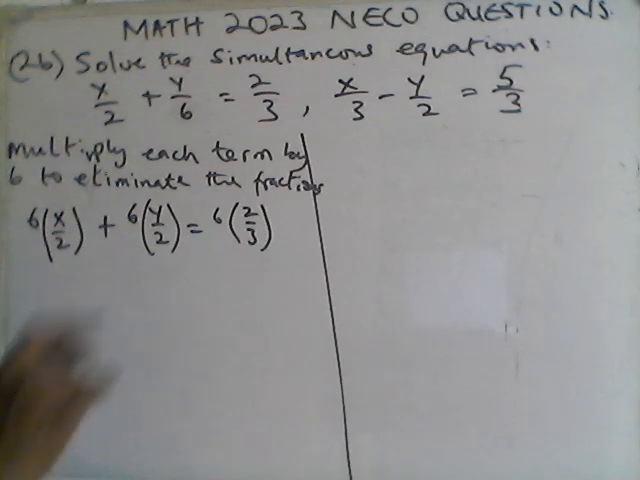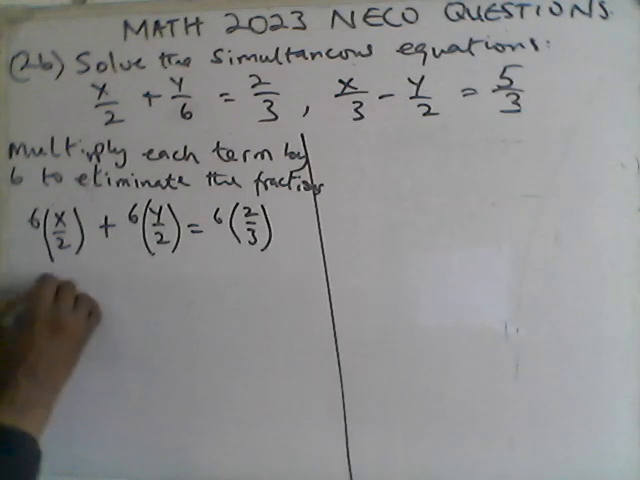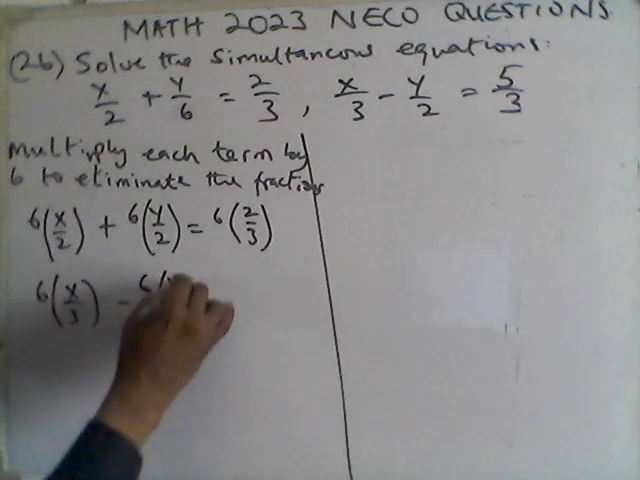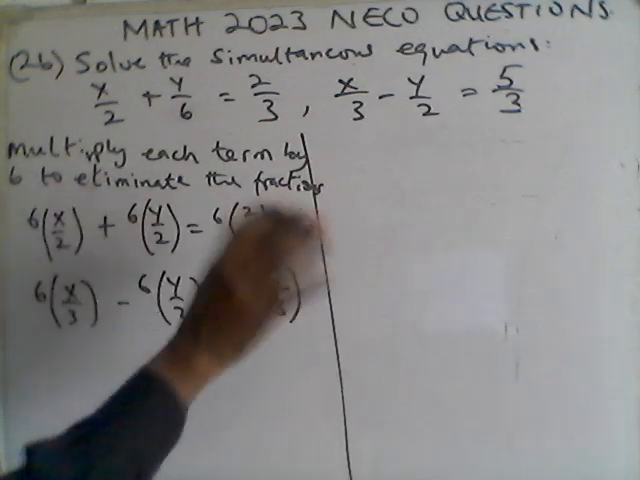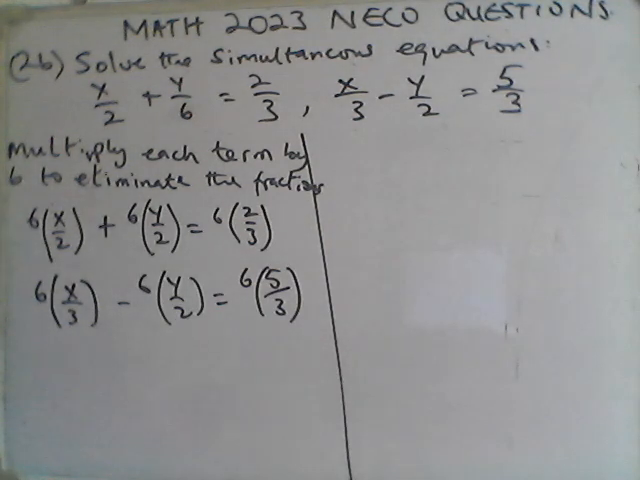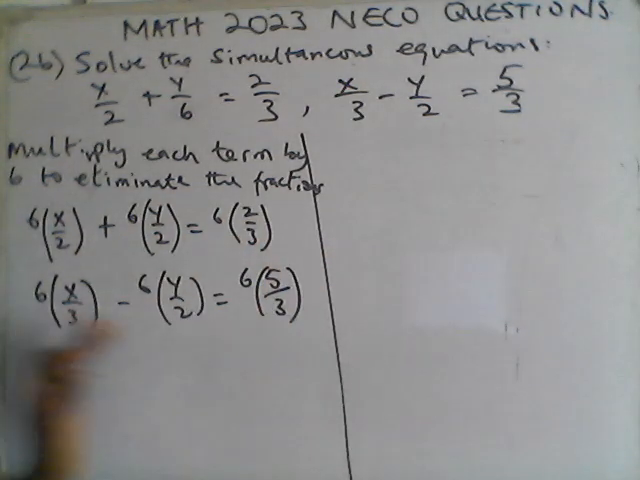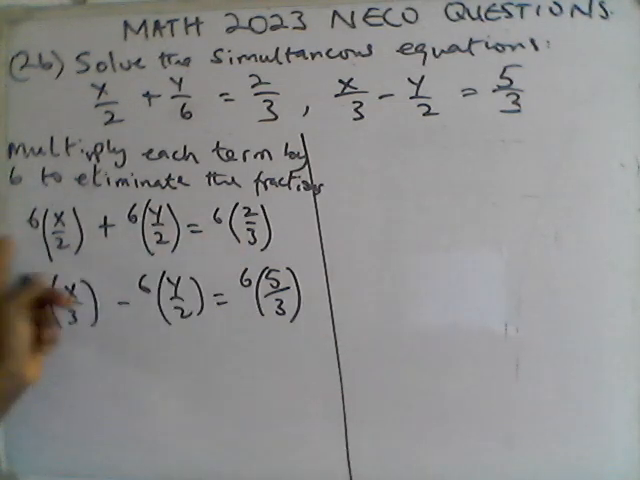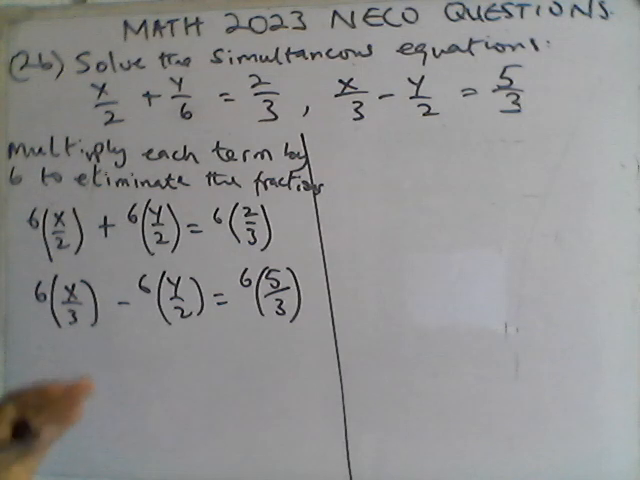Same thing I'm going to do in the second equation. I'll multiply each term by 6 again. Second equation, so I'll bring 6 outside, multiply this one by 6, minus multiply this one by 6, and multiply this one by 6. Again, I'm being fair. I'm using the same number to multiply each term. I'm not giving this one 6 and giving this one 3. I will make sure I use the same 6 throughout. I can decide to use 6 here and something else here, but whatever you are using to multiply each of the terms is for you to ensure that the fractional cases become just a number, so that I eliminate the fraction.